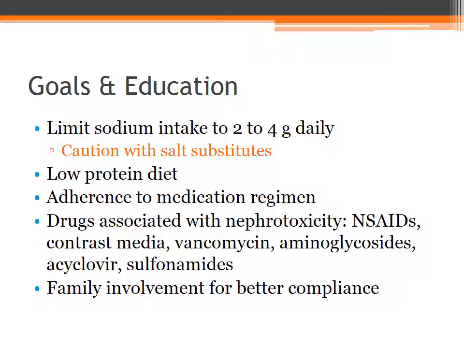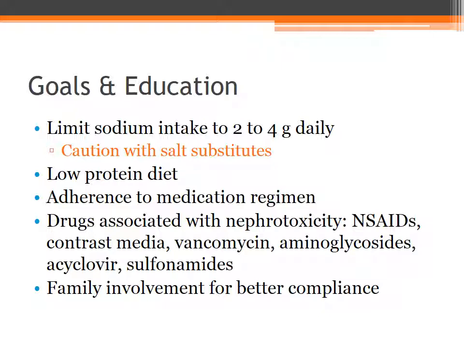Since we will be restarting the outpatient medications, it is important that the patient remains compliant to the medication regimen since most of his medications affect his cardiac and renal function. These are a list of some of the medications that can increase his risk of nephrotoxicity. So you want to educate the patient on avoiding these medications, especially NSAIDs, since they are readily available for him over the counter. And most of the other medications have to be prescribed by a provider.